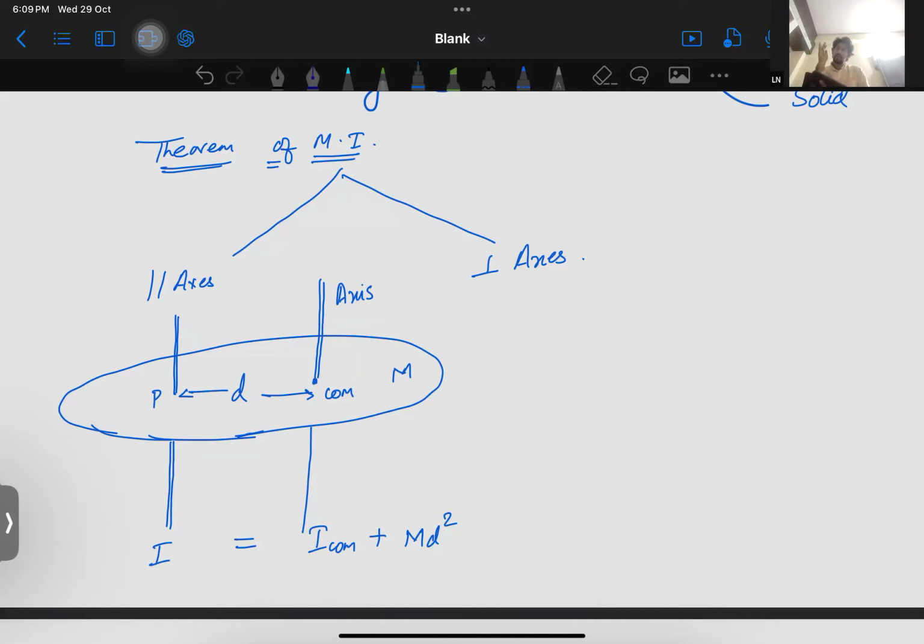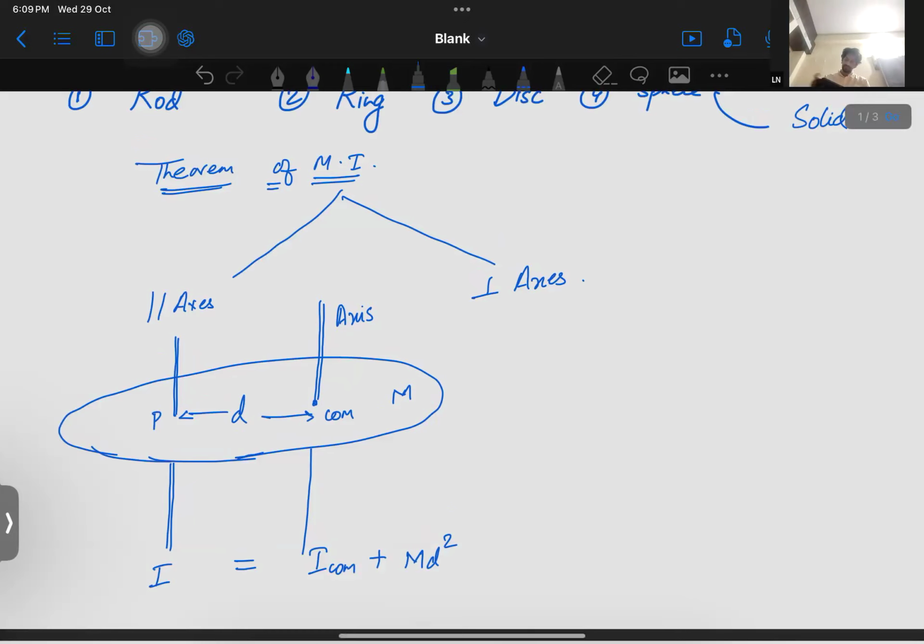This is your what theorem, this one? Parallel axis. Why are the axes parallel? One of them must be the center of mass axis. Second one, and this is valid for any type of object. It could be a planar object. It could be a non-planar object. Fine.